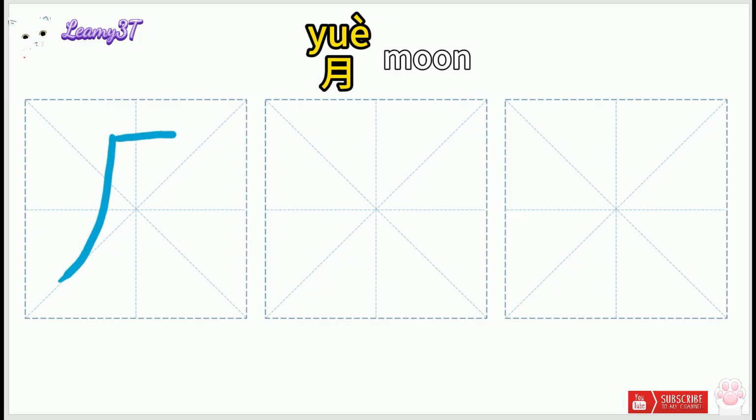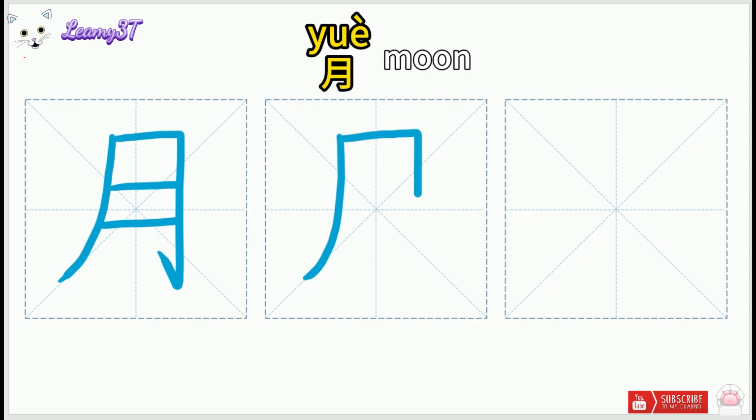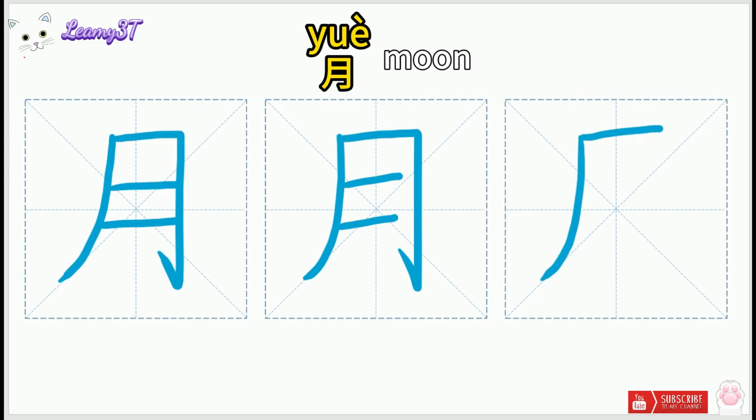撇横折钩横横 The last two, let's make the middle two heng connect only to the left side. 撇横折钩横横 This character is 月, 月. It can mean moon.